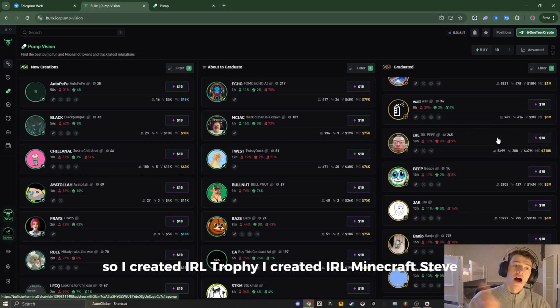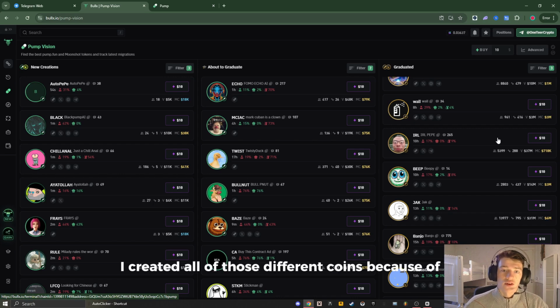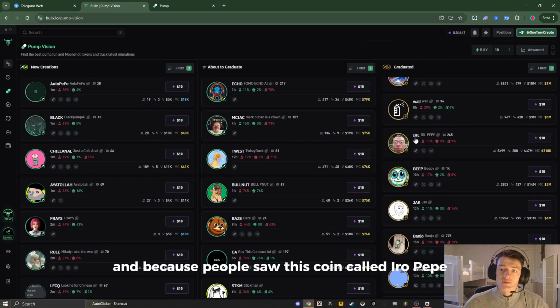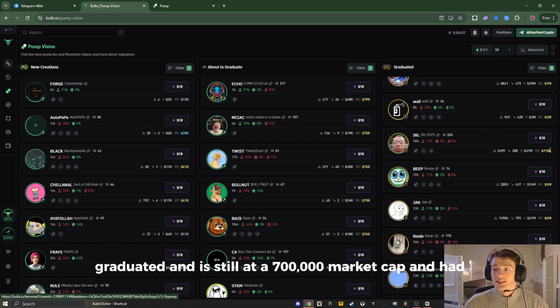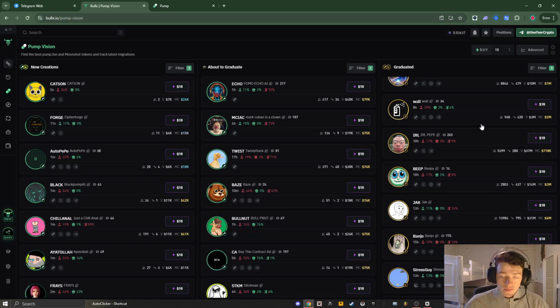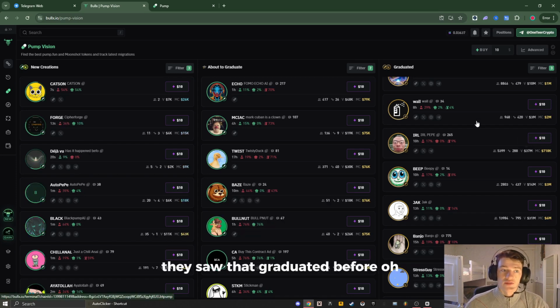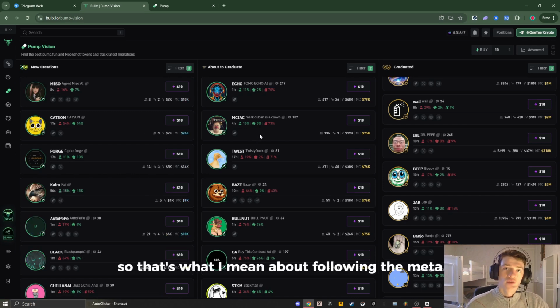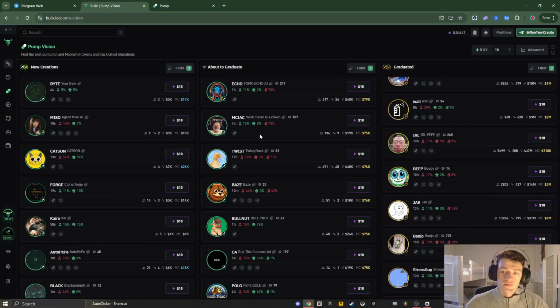So I created IRL Trollface, I created IRL Minecraft Steve, I created all of those different coins because I followed the IRL meta. People saw that this coin called IRL PEPE graduated and is still at a 700,000 market cap, and was in the millions of market cap. They saw that it graduated and thought, oh, this one's also going to have a chance as it's so similar. So that's what I mean about following the meta.